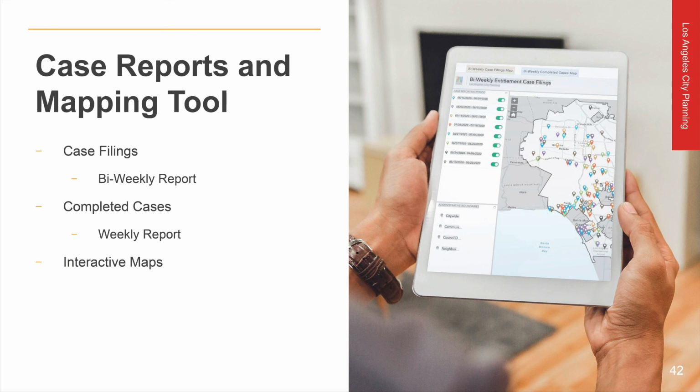Taking these reports one step further, city planning has developed interactive maps that pinpoint the location of proposed and approved projects throughout the city. These GIS mapping applications enable users to locate these projects, filter them by community plan area, council district, and certified neighborhood council, allowing people to visualize development trends and patterns.